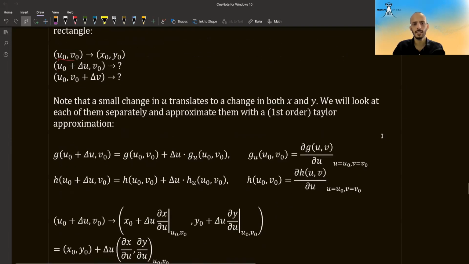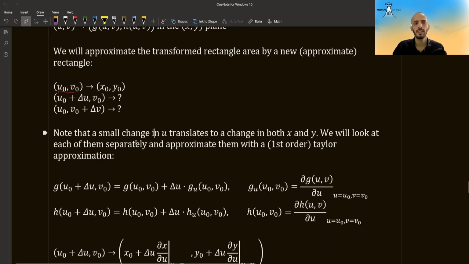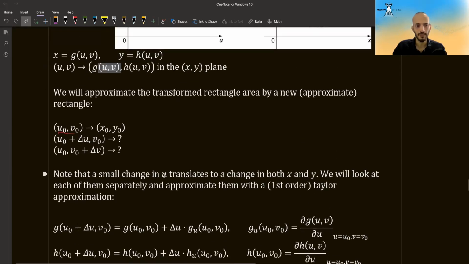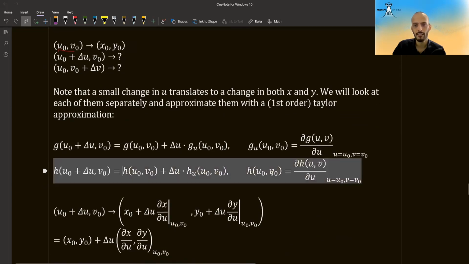The way we would do this is by taking the determinant of these two vectors, this and this. First thing to notice is that a small change in u translates to a change in both x and y, because remember, x is a function of u and y is a function of u. So we can look at each of these separately and approximate them with a first order Taylor approximation, and this is what the result will be. It will be equal to the original point plus the change times the partial derivative of g with regards to u, evaluated at the point u0, v0. And the same for h, we will get a similar thing.